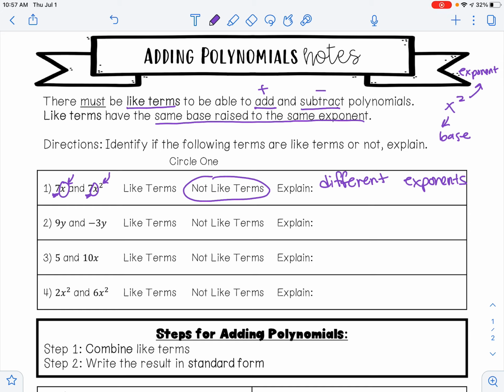For example 2, I have 9y and negative 3y. They both have a base of y and they have the same exponent, so these are like terms because they have the same base and the same exponent.